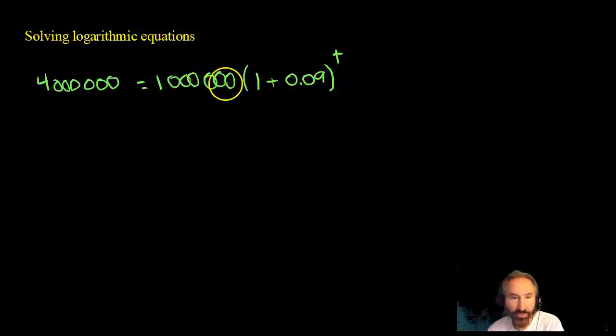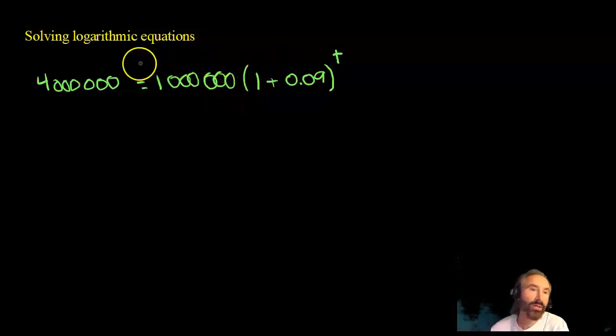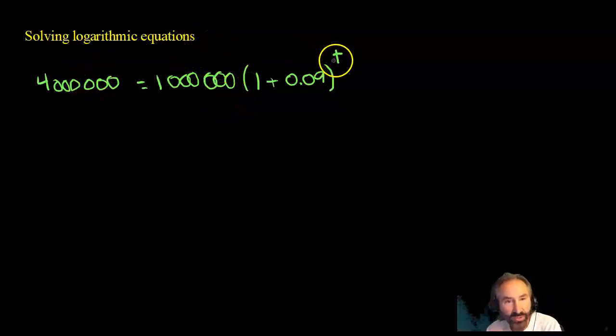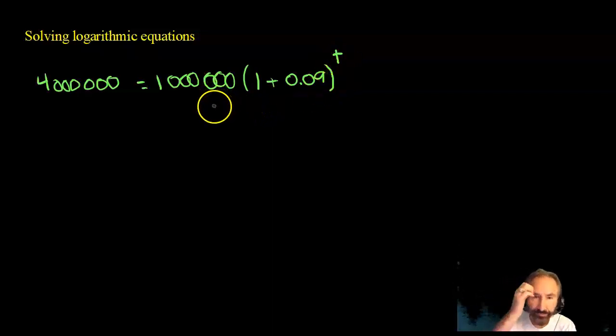Just so that you're with me on why I've written it out this way: 1 million is the starting amount, 1 plus 0.09 is how much it'll grow by, and t will be the number of years. So we keep multiplying 1 million by 1.09 for as many years, and that's exponential growth. Then we know that eventually we'd like to get 4 million bucks. Now, you'll notice that the only thing we don't know is the number of years. That's what we're trying to find, and you can see it's t, the exponent here. Okay, so what are we going to do?